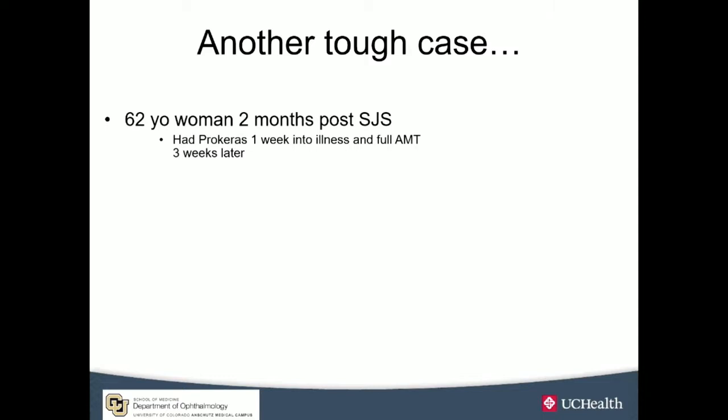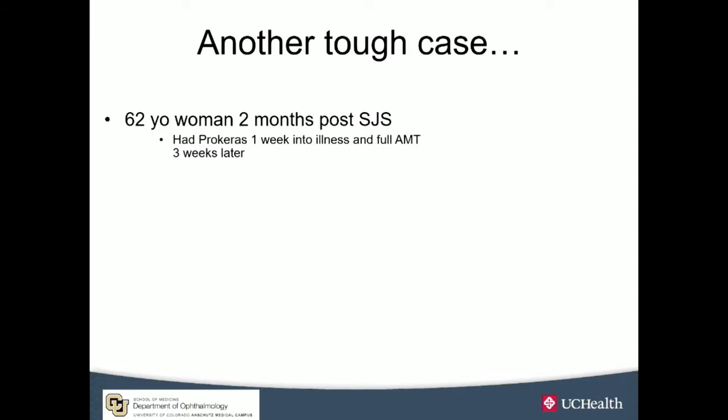So this was another tough case. She was a 62-year-old woman. She lived about 8 hours away from Denver, where I work. Initially I got a call from her ophthalmologist who had seen her up there about a week into her illness. She was in the hospital in the small town where she lived. And he had put on Prokera, and I give him credit for at least thinking of that. But then a couple weeks later, he called and said, oh, she's gotten much worse. She looks a lot more inflamed. She was almost a month into the illness at that point.